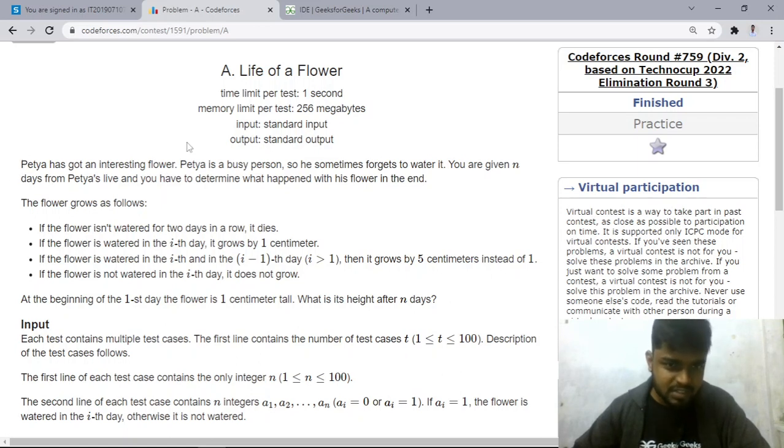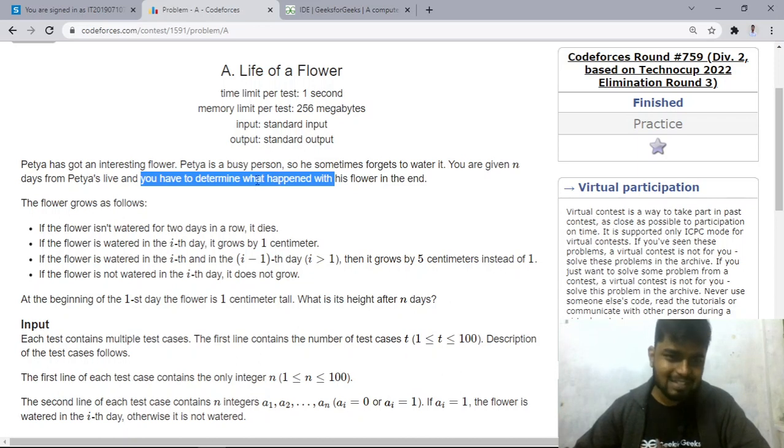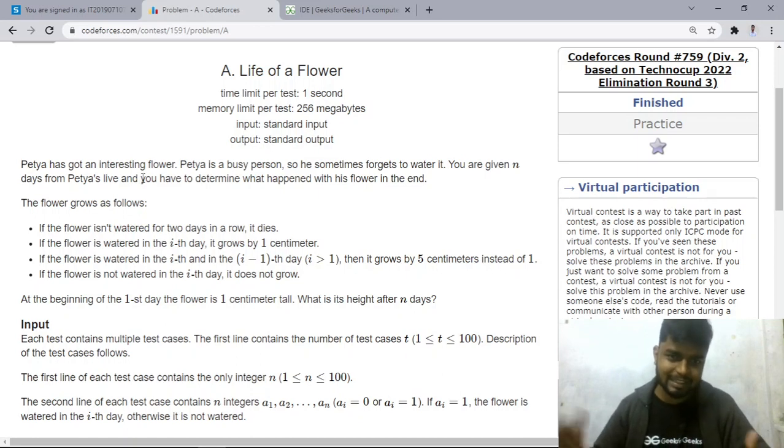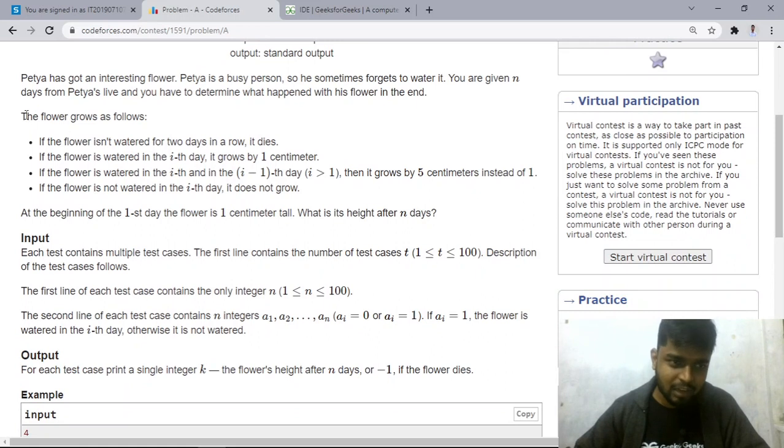The problem says that you have been given n days from Petia's life and you have to determine what will happen to a flower in the end. So Petia has a flower, and since he's a busy person, you have been given n days from his life and you have to determine what will happen in the end to his flower. And what has been given to us is that the flower grows as follows.